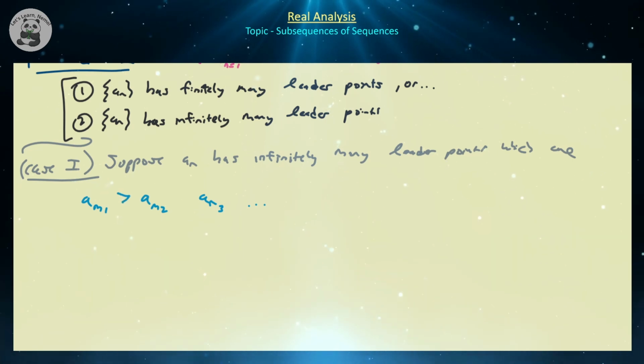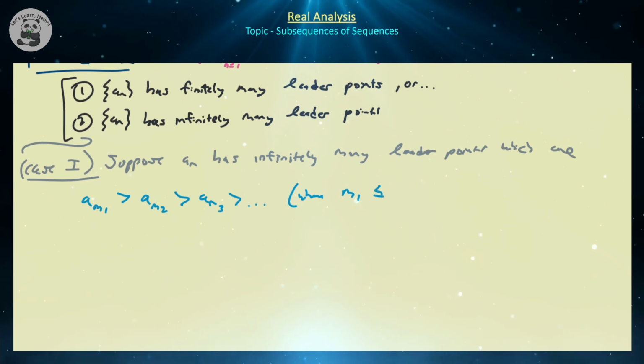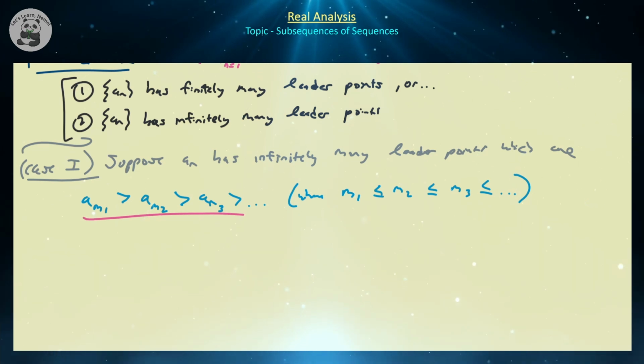So keep in mind, if a_{m1} is a leader point, it must be greater than all of the ones that come after it, right? So it must be greater than the next leader point, a_{m2}, and it must be greater than a_{m3}, and so on, right? So here, m1 must be less than or equal to m2, must be less than or equal to m3, and so on. So those are all of our leader points, right? But what type of sequence have we built, right? So a_{m1} is greater than a_{m2} is greater than a_{m3}. That's what type of sequence?